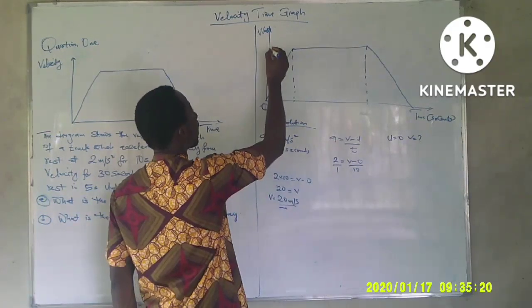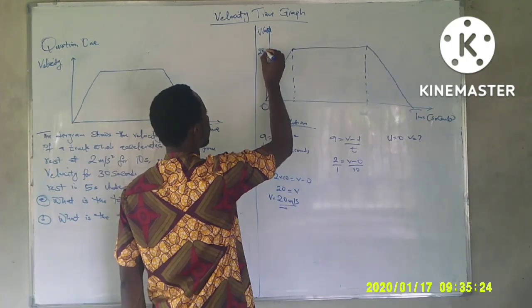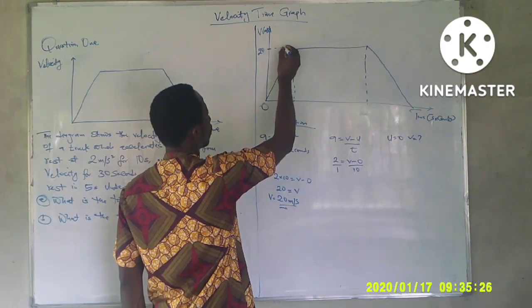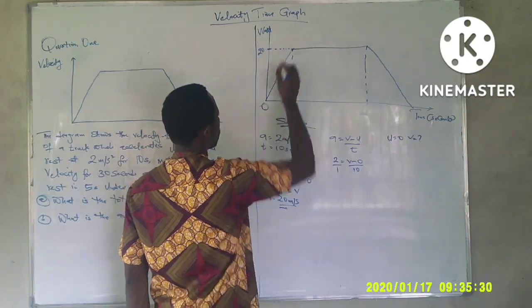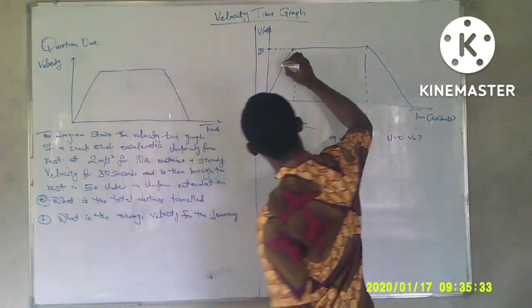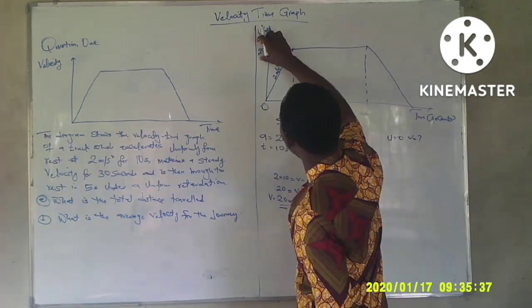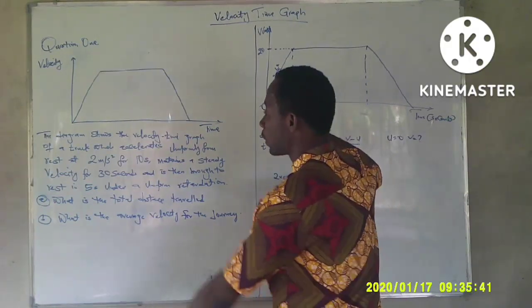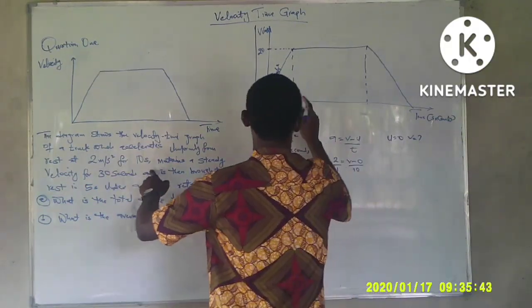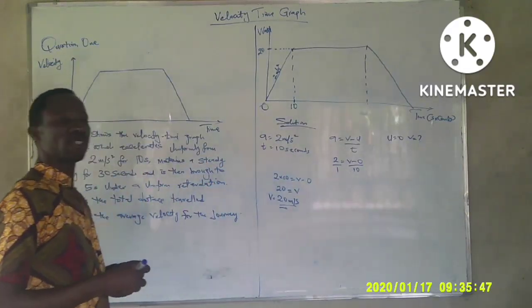So that means the maximum velocity is 20. We can label it here as 20. It took the car 20 meters per second. I can put my acceleration here, 2 meters per second squared. This is my velocity here, I put it as 20. And what's the time? The time is 10 seconds, so it's given to us. I can place my 10 seconds here.